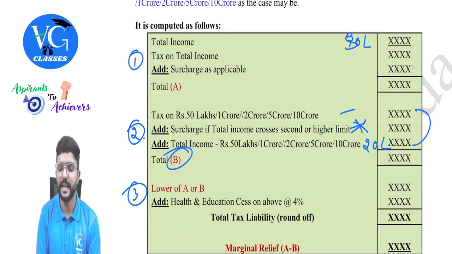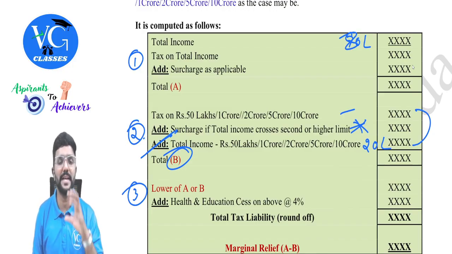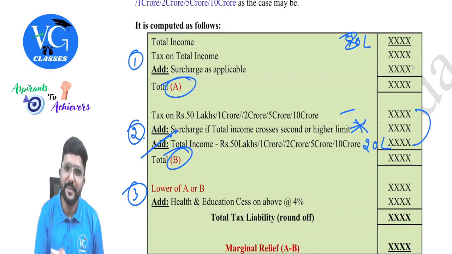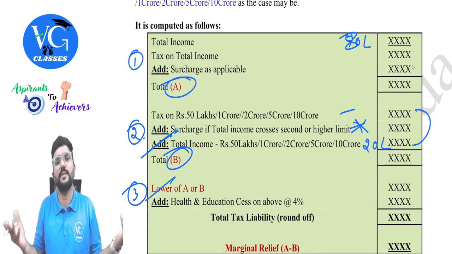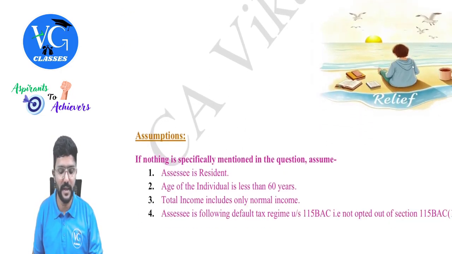Clear? Assume it is 80 lakh or 90 lakh also. This figure will increase in that case, so automatically B will be more than A. There is no relief available. If B is more than A, that means A is lower. We need to take it here, which is our regular calculation. No relief, nothing is available. Is that clear, guys? Yes, sir.